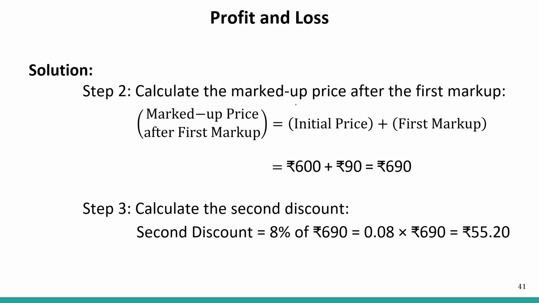So calculating the marked up price after the first markup. So marked up price after first markup is equal to initial price plus first markup. Okay, the amount that was increased. So 600 plus 90 rupees is equal to 690 rupees. So calculating the second discount. The second discount will be what? 8% of 690. So 0.08 into 690 is equal to, it comes out to be 55.20.